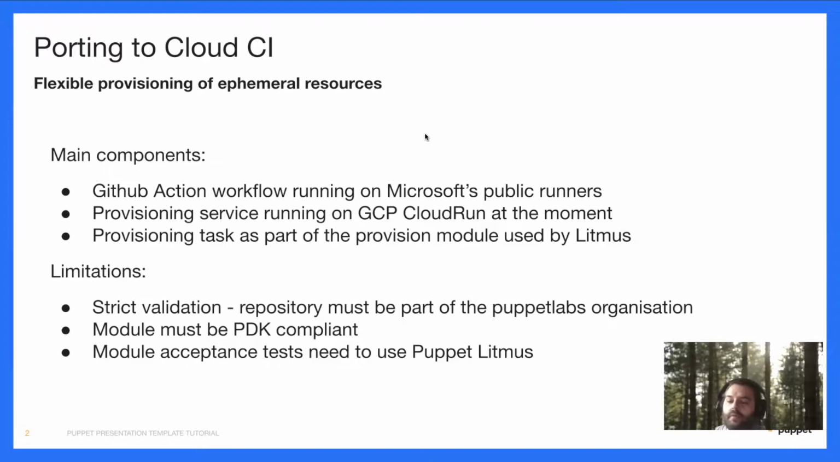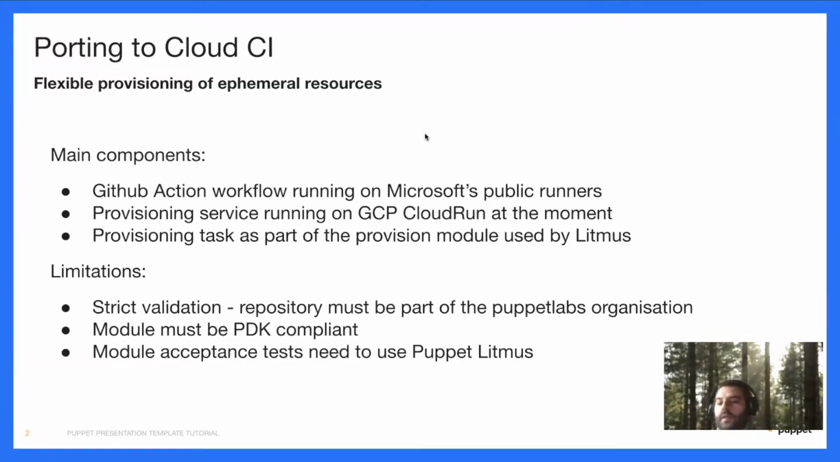The two most important ones are the GitHub Action workflows, which run on Microsoft's public runners, and the provisioning service. The provisioning service is a container that's currently running in GCP. It is able to provision machines that can be accessed from the runner to run the acceptance tests. In order to interact with the service, we use a provisioning task. It's part of the provision module that's used with Litmus.